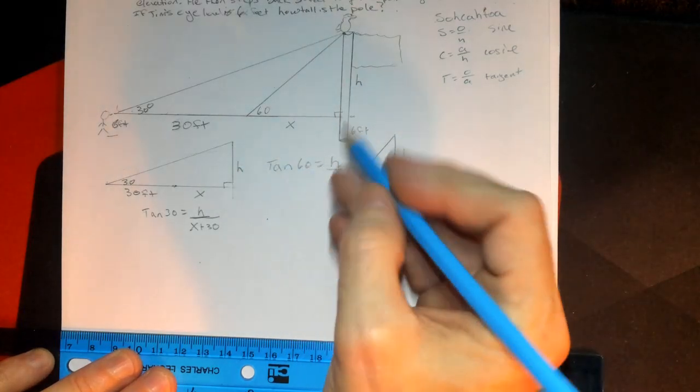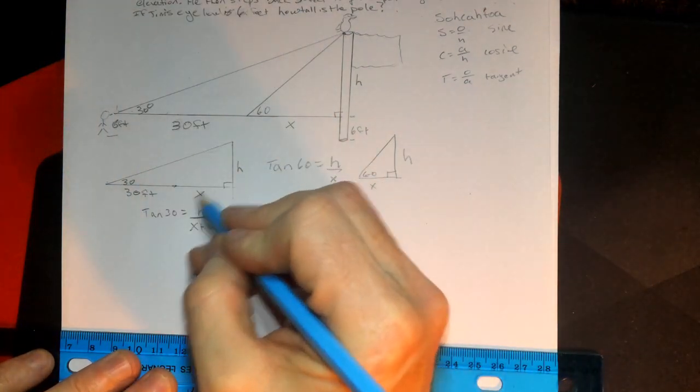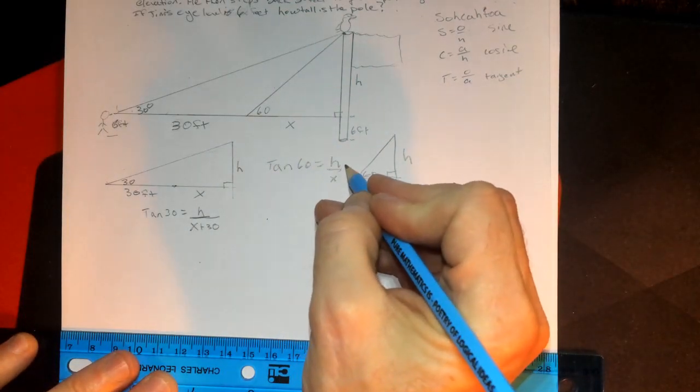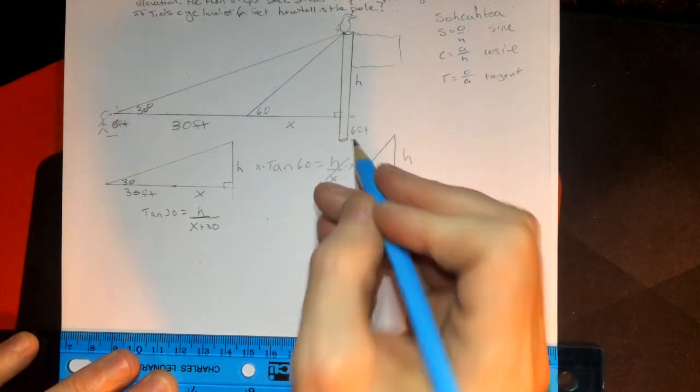And I can find the height, and if I solve for x, then I can go back, plug in x, and find h. So how would I go about doing that? Well, the old algebra, right? I just multiply both sides, so I have h by itself.